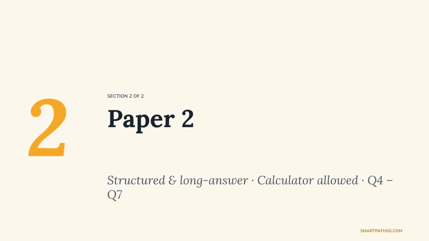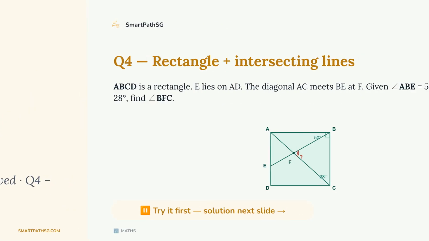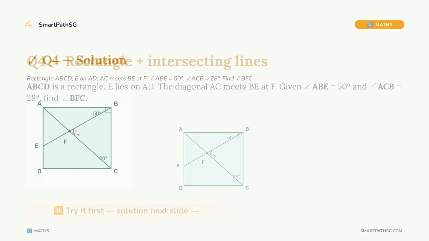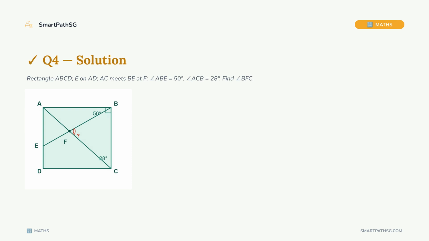Next, 4 Paper 2 style questions. Question 4. ABCD is a rectangle. E lies on AD. The diagonal AC meets BE at F. Given angle ABE equals 50 degrees, and angle ACB equals 28 degrees. Find angle BFC. There are usually more than one way to solve an angle problem. We will show 2 for this one.